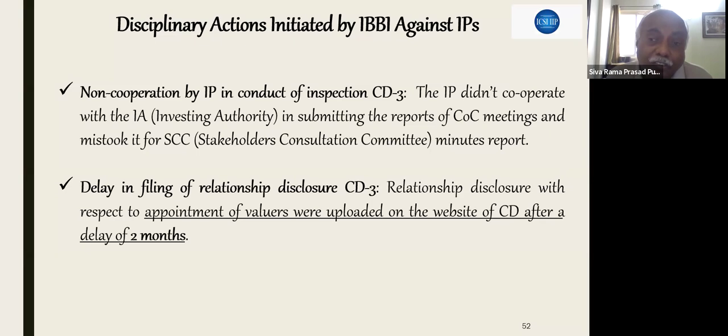Delay in filing the relationship disclosure with respect to the appointment of valuers. Once you are finalizing, you just declare he is not my friend, he is not my related party, what is the problem? If that is not done, it was uploaded on the website of the CD after a delay of 2 months, because these people are not aware of the system properly, or due to negligence.